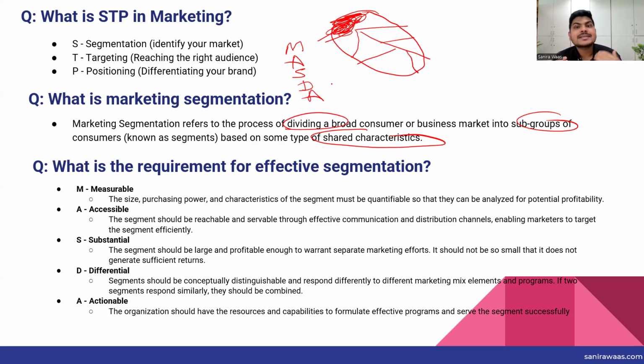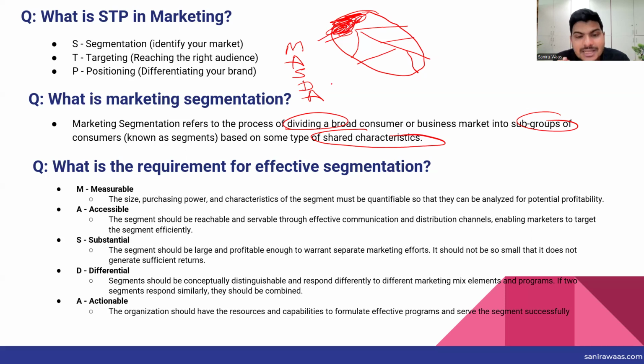Then it should be accessible. What do I mean by accessible? Whatever distribution channels you use, maybe third-party logistics, maybe you deliver by yourself, the segment should be accessible. Assume you're trying to sell a product to a segment outside Sri Lanka, but you don't have a way to ship those products. Then it is not accessible.